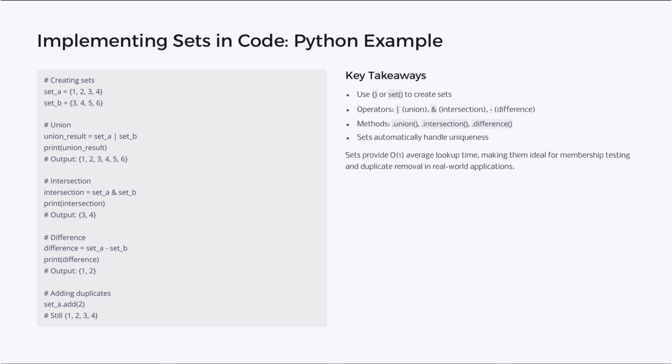In Python, sets are created using curly braces or the set function. For union, use the vertical bar operator. For intersection, use ampersand. And for difference, use dash. Sets automatically ensure uniqueness and offer O(1) average lookup time, making them efficient for membership testing and duplicate removal. Adding duplicates doesn't change the set.